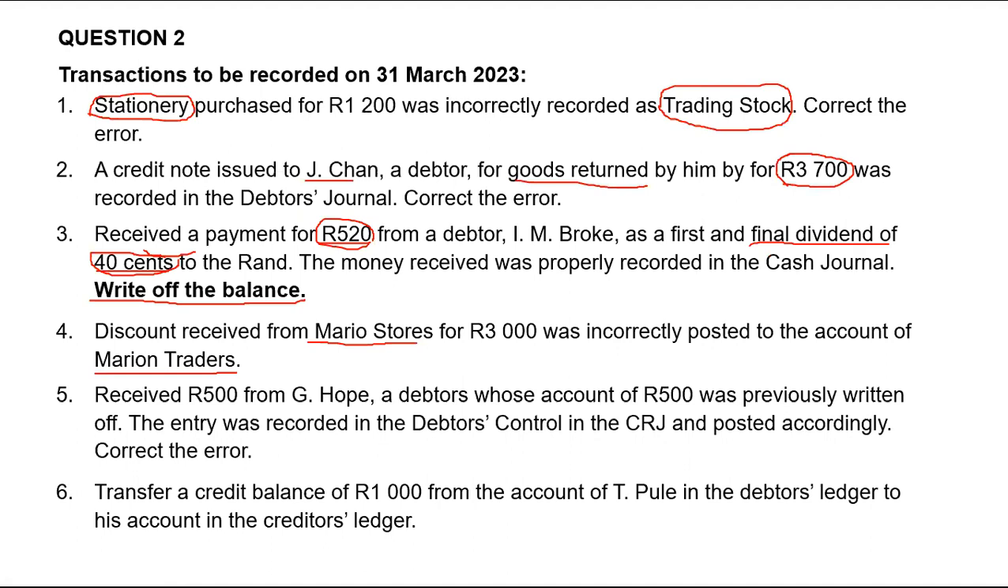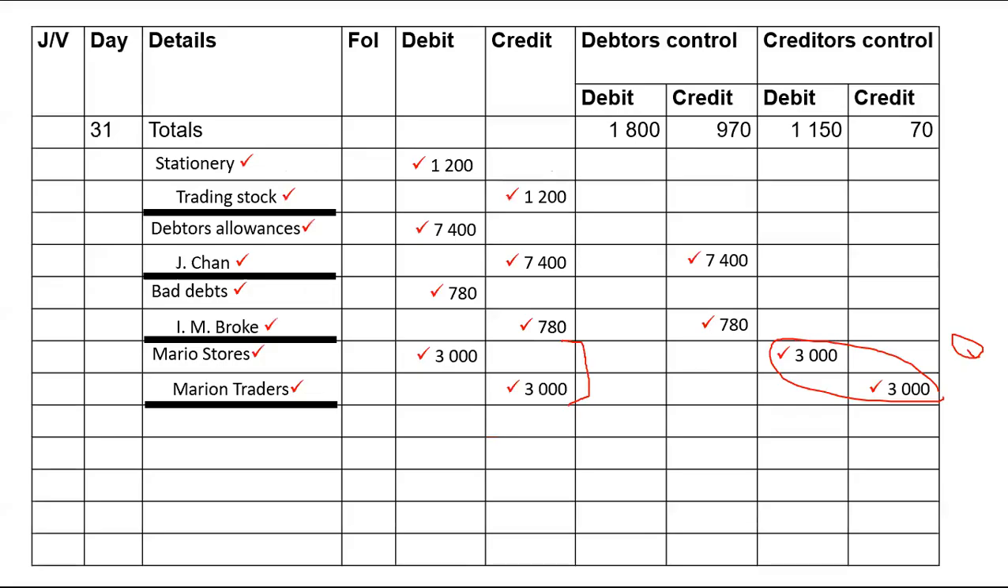Let's move on. They say that we received 500 from G Hope, a debtor whose account of 500 was previously written off. I did show you in the previous video. Please check out the previous video. It was recorded in the debtors control in the CRJ and posted as such. So here we are simply going to debit G Hope and credit bad debts recovered. Check out the previous video if you want to know how I did that, okay? Let's move on to the next one.